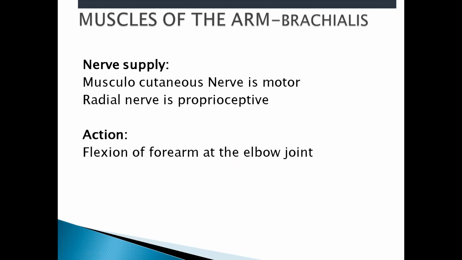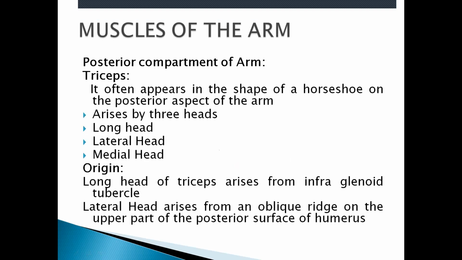The nerve supply is musculocutaneous nerve, which is motor, and radial nerve, which is proprioceptive. The action of brachialis is flexion of forearm at the elbow joint. The muscle belonging to the posterior compartment of arm is triceps. Triceps has three heads: long head, lateral head, and medial head. Since it has three heads, it is termed triceps. Usually it appears in the shape of a horseshoe.